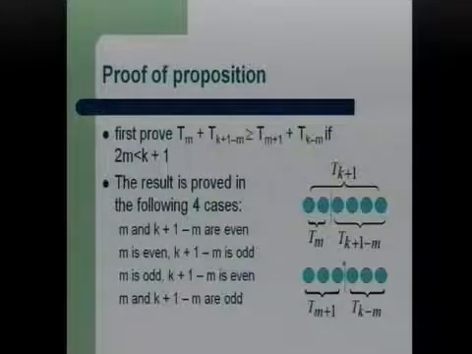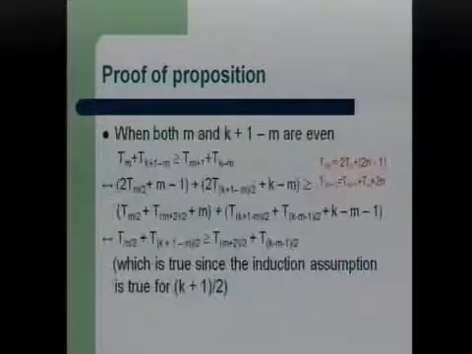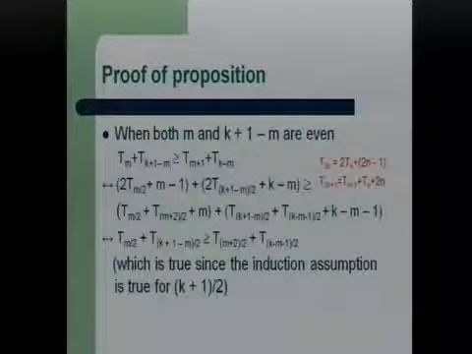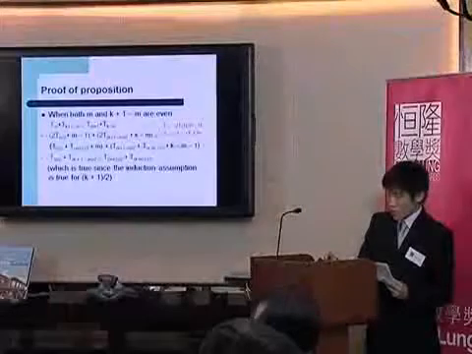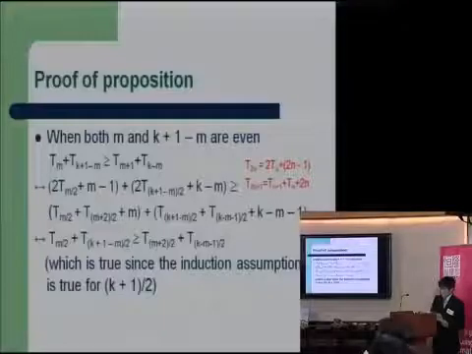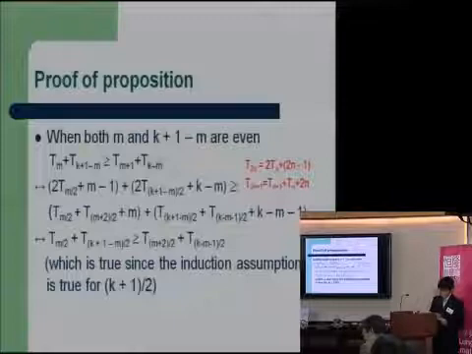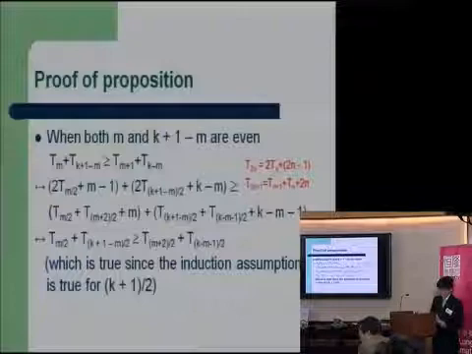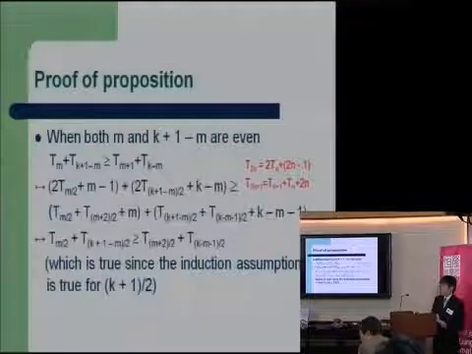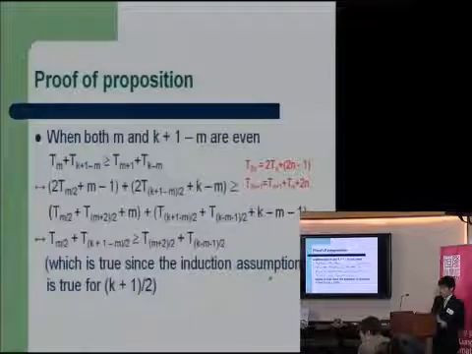Let's consider the first case. By the induction assumption, the equations marked in red here hold for code length equal to or smaller than k. So we can substitute all 4 terms in the first inequality by these 2 equations. After some simplification, we find that the first inequality is equivalent to the last inequality, which is true from our induction assumption when the code length is k plus 1 over 2. The proofs for the remaining cases are similar to this case and are omitted here.